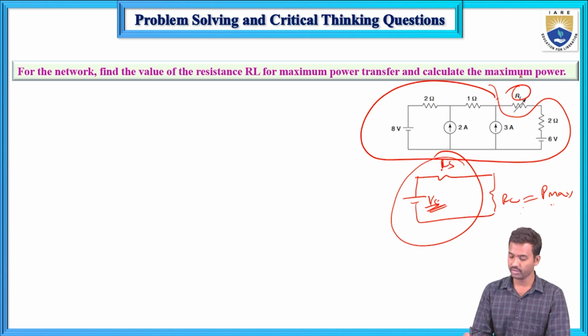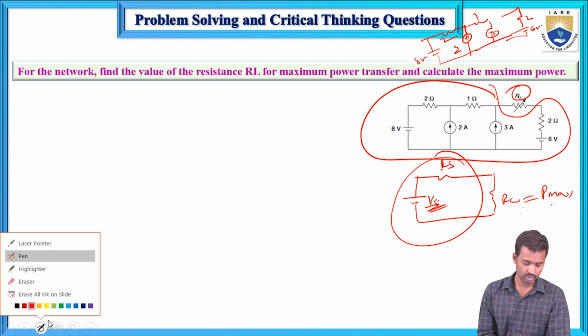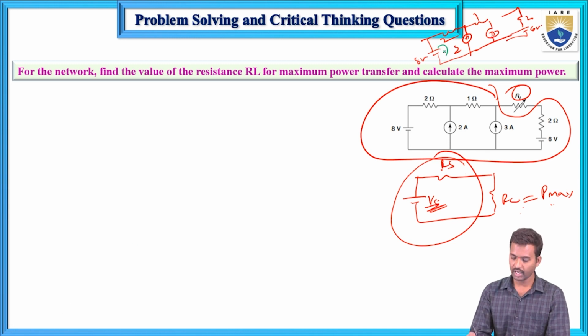Remove the load resistance from the given circuit and calculate the open circuit voltage. So first I will draw the circuit here. This one is a current source, this is 8 volts, 2, and 2, and this is 1, and this is a current source, and this one is open circuit, and this is 2, and this one is 6 volts. Now if you apply KVL in each mesh, these are I1, I2 and I3.